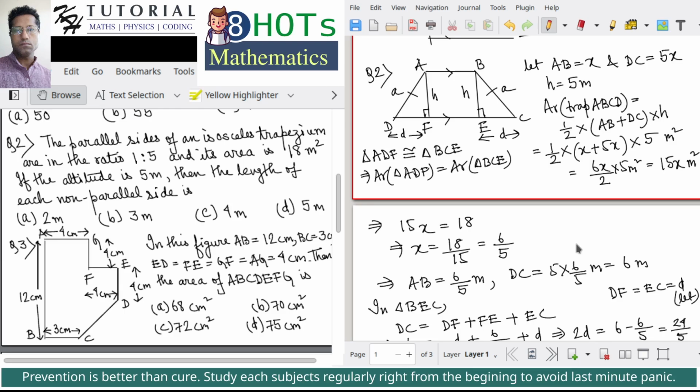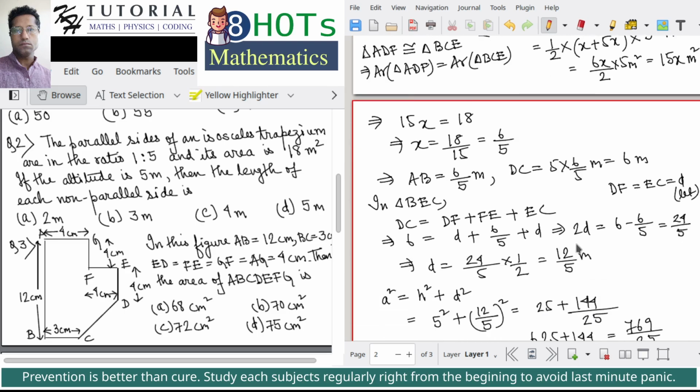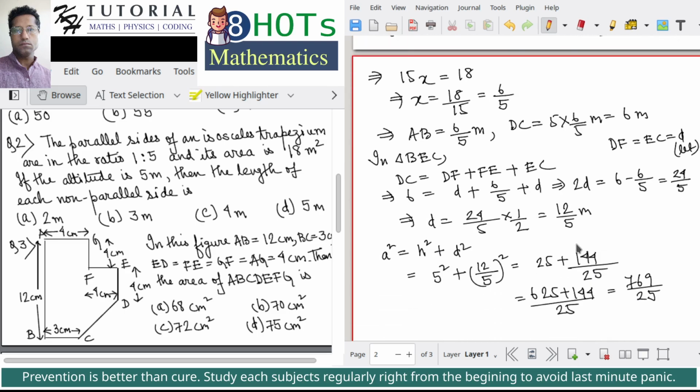I think in the problem the area should have been given as 15 meter square. I think there is a mistake in the problem. It is given as 18 meter square. I'm really sorry for this, because the answer is coming really weird. By weird I mean the a will not be an integer. The square root of 769 by 25, 769 I don't think is a perfect square.